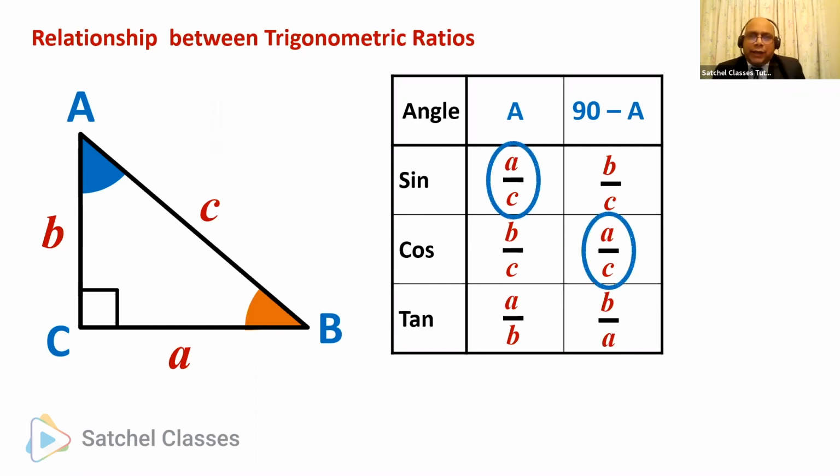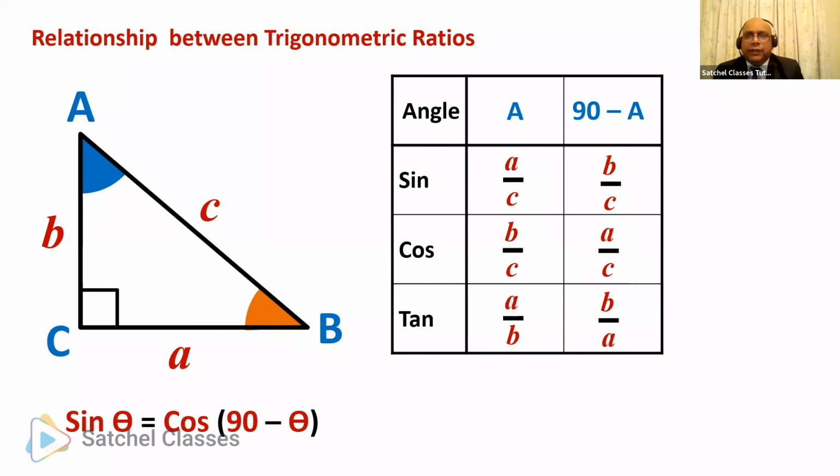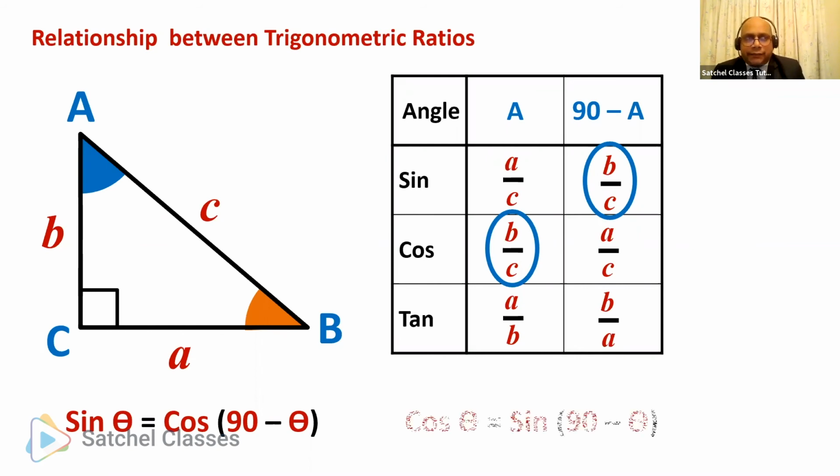If I look at these two values, as you can see, sine of angle A is the same as cos of 90 minus A. Both of them are A over C, right? So sine of any angle theta is the same as cos of 90 minus theta. Likewise, if I look at these two values, they are again the same. So cos of A is the same as sine of 90 minus A. So cos of any angle theta is the same as sine of 90 minus that angle theta.